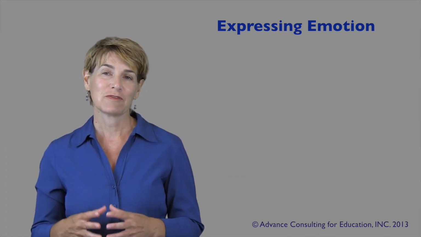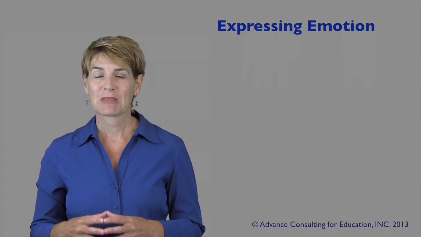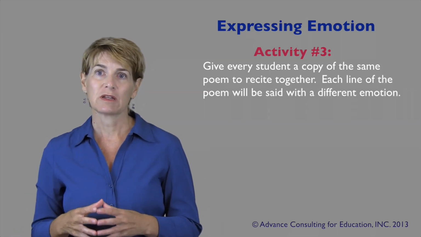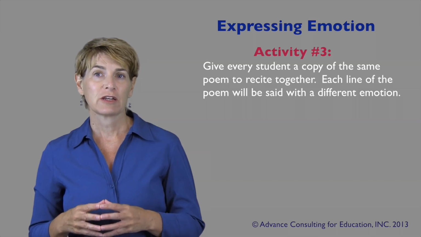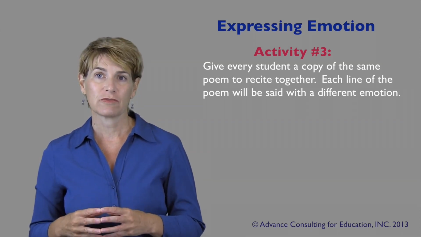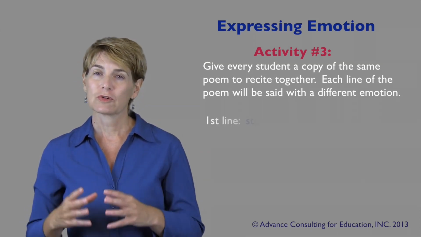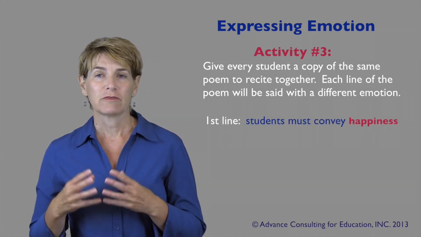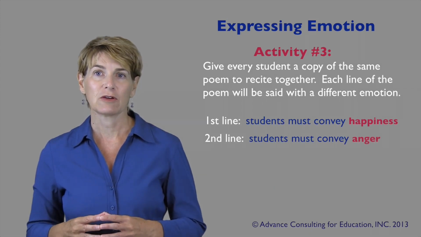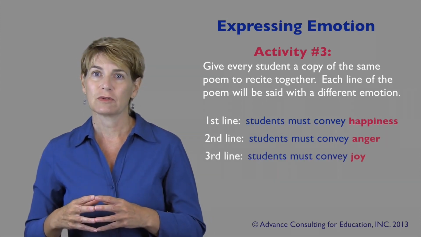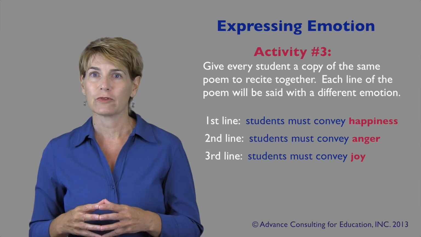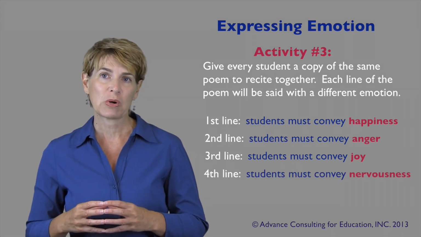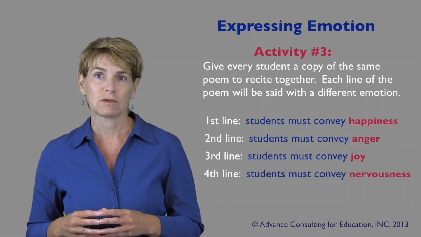The last activity we'll give you involves the use of a poem again. So give every student a copy of the same poem, and they're going to all recite it together. Each line of the poem, however, will be said with a different emotion. So for the first line, every student is going to somehow convey happiness, for example. And for the second line, they have to convey anger. And for the third line, they have to convey joy. And then for the fourth line, they have to convey nervousness, and so on. So each line of the poem is said with a different emotion.